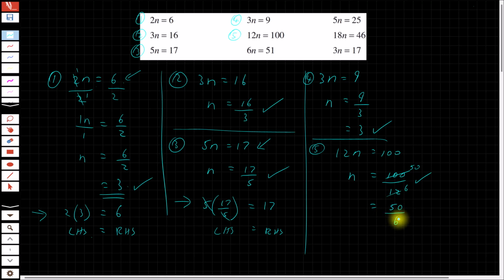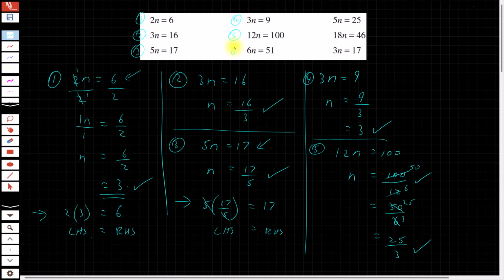So we have 50 over 6. We can go a little bit further. 2 into 6 goes 3 times. 2 into 50 goes 25. So we have 25 over 3. And that is the answer.